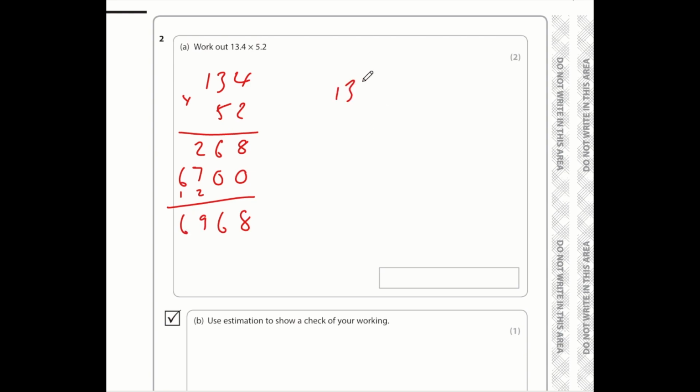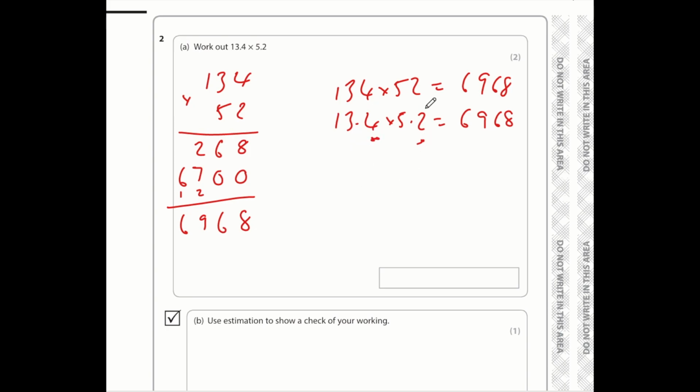So 134 multiplied by 52 is 6968. So what is 13.4 multiplied by 5.2? Well, it's going to be the same digits, but we need to put a decimal point somewhere. What we need to do is, in the question, how many digits can you see after a decimal point? Not how many decimal points can you see, how many digits do you see after a decimal point? Well, there's one there, and there's another there.